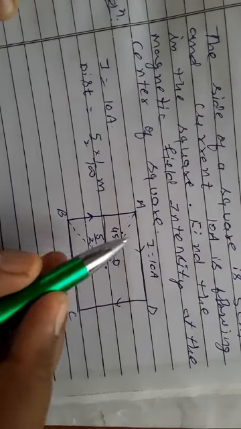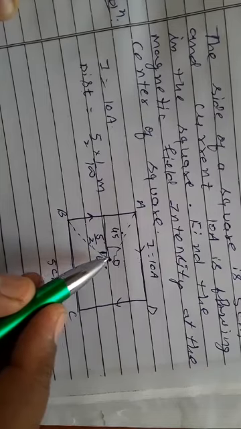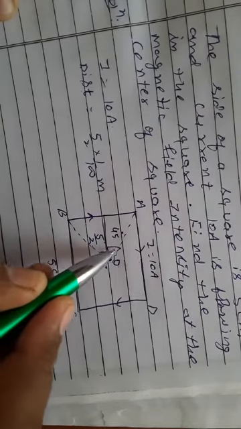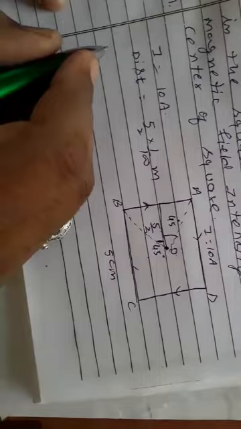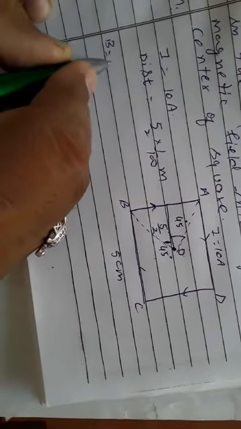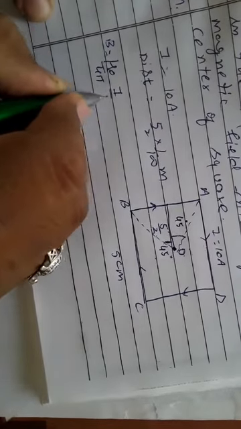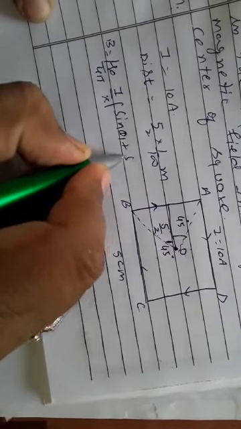This point O, this is a straight conductor AB, and this point O makes an angle of 45 degree with B, and this point O makes an angle of 45 degree with the point A. Now we can apply the relation for the straight conductor: B is equal to mu naught upon 4 pi into I upon x into sin theta 1 plus sin theta 2.